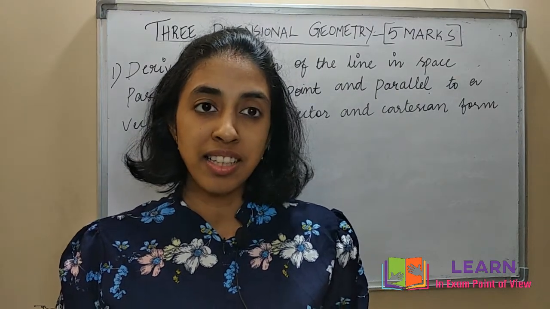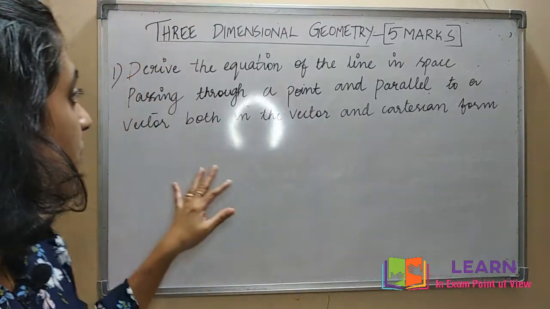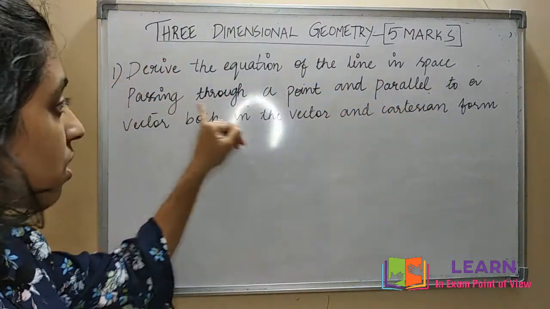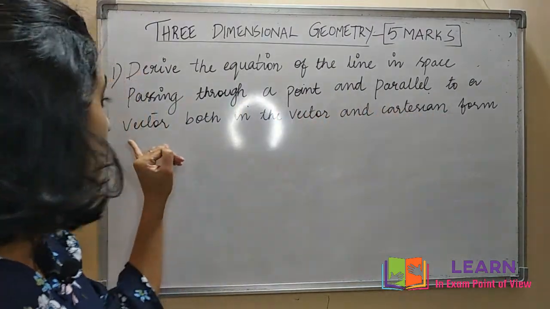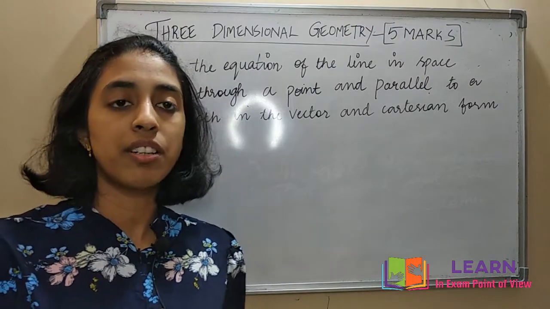Today we can learn 5-mark questions from three-dimensional geometry. Okay, so the first question is here. Derive the equation of a line in space passing through a point and parallel to a vector, both in vector and Cartesian form. So this is a derivation.